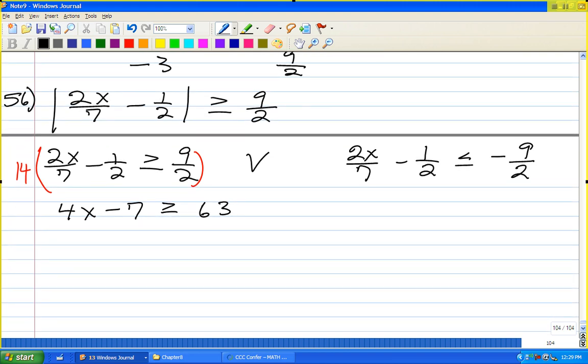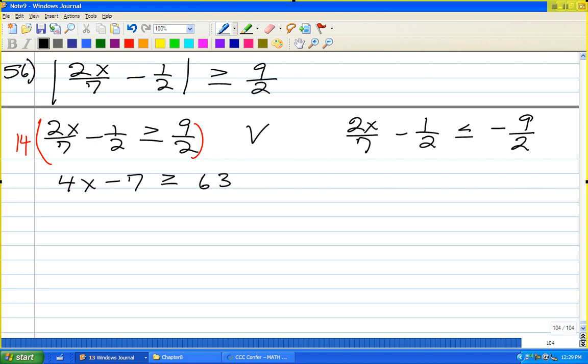Let me isolate x on one side of my inequality. So let me add 7 to both sides of my inequality. And so 4x is greater than or equal to 70. Let me divide both sides of my inequality by 4. And so x is greater than or equal to 70 over 4. Well, I can divide both 70 and 4 by 2. So 35 over 2.